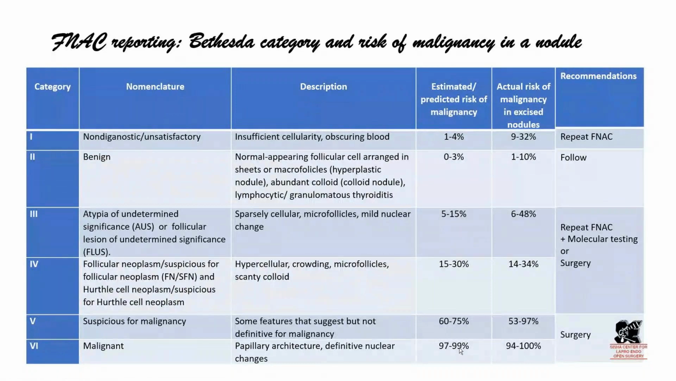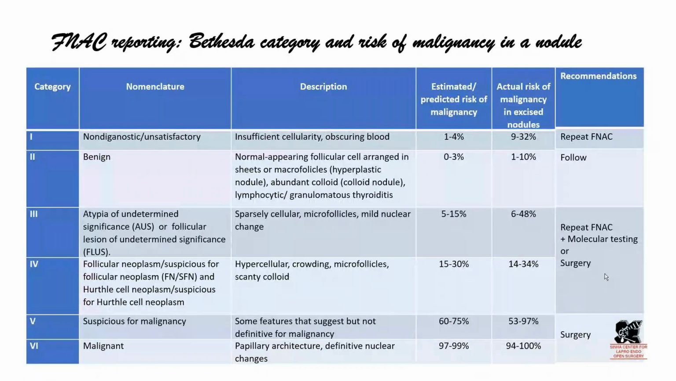And what is important about this FNAC reporting by Bethesda category? It can form a prognostic criterion. You can advise the patient, look, you've got this category and the chance of malignancy is, let's say, if it is category 2, it could be 3%, or if you have category 4, it could be 30%, right? And it is also helpful in trying to decide what treatment is to be done.